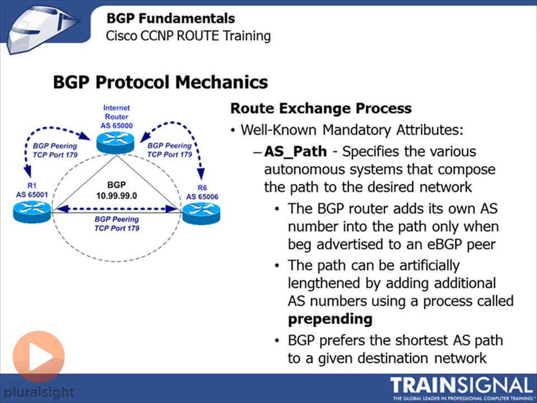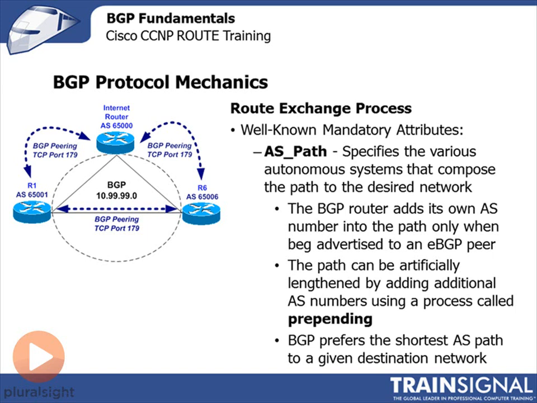Now, when routes pass through the internet router and then to 65001 router 1 from router 6, you'll see 65006, 65000, and that's the AS path. If there were 27 different autonomous systems that it passed through, it would list all of those in order. So when a BGP router advertises something, it adds its own autonomous system number into the path.